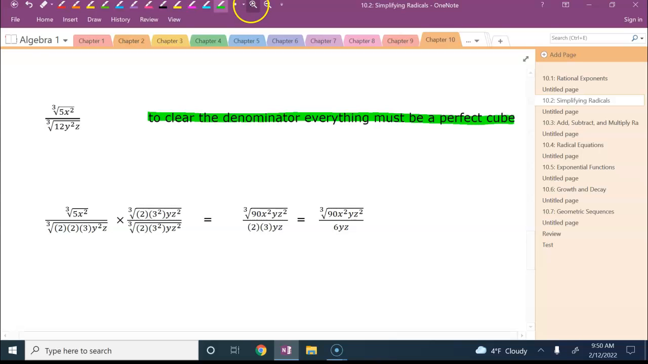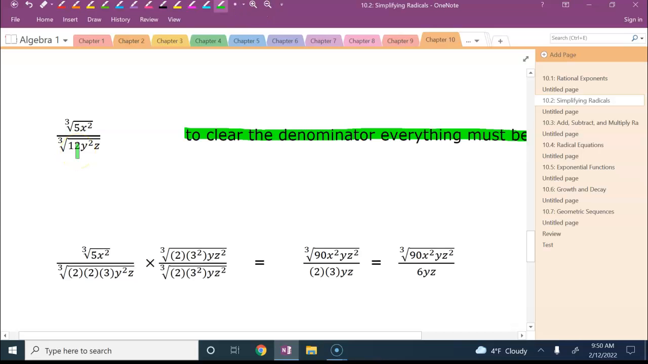So we're looking at the bottom, and I've got my 12 here, and so if I think about factoring it, this would be 4 times 3, for example, and 4 would be 2 and 2. Well, I don't see any groups of 3.